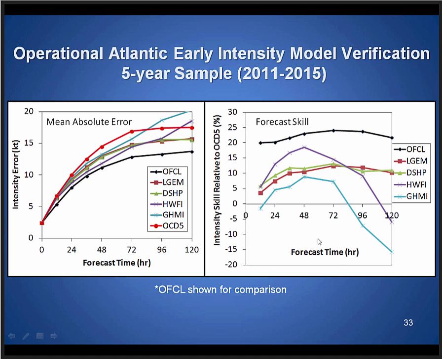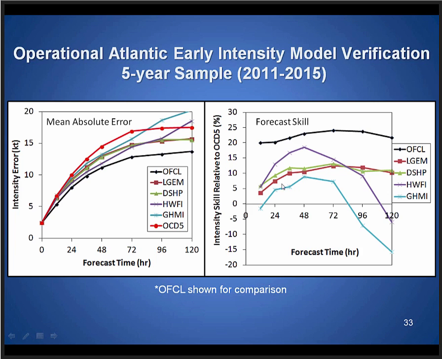So you don't want to be down here. You want to be up here. If we look at the statistical models first, they generally have 5 to 10% skill above SHIFOR. It's not a lot. It's tough to show a lot of skill for intensity prediction. And you can see LGEM does a little worse than Decay-SHIPS, and a little better or about the same at the longer time periods. So the dynamical model is very different.